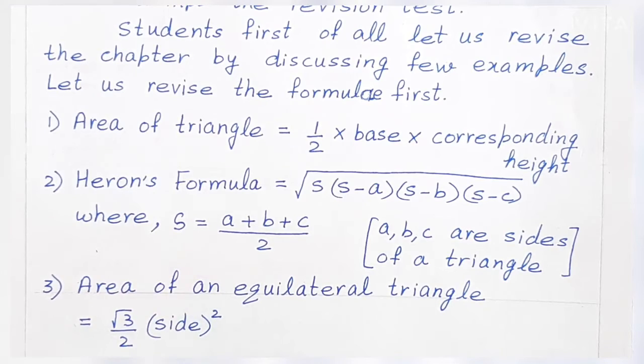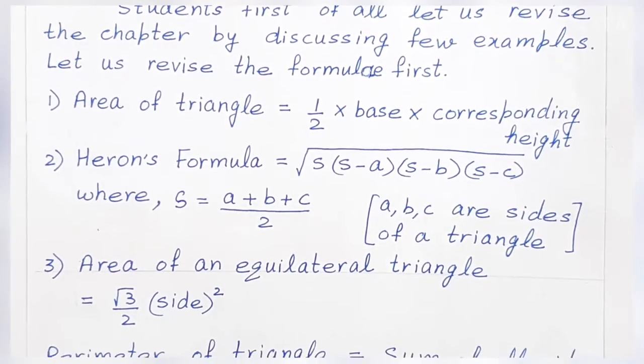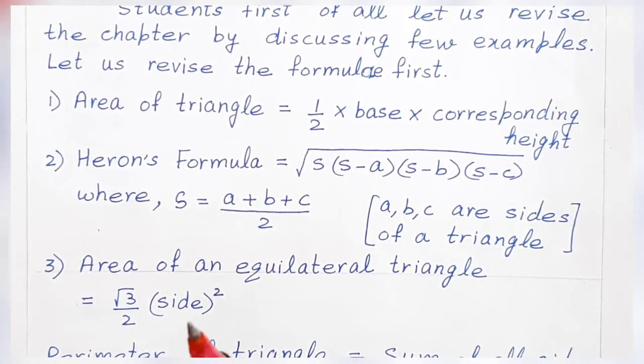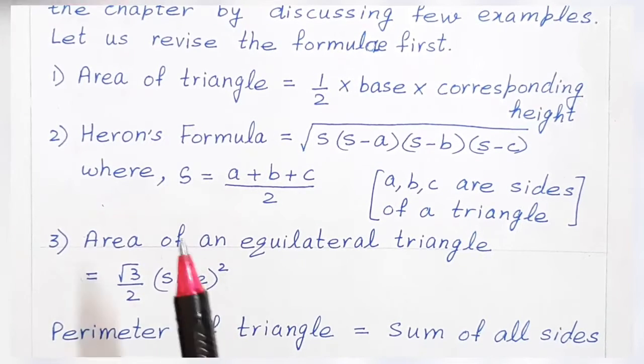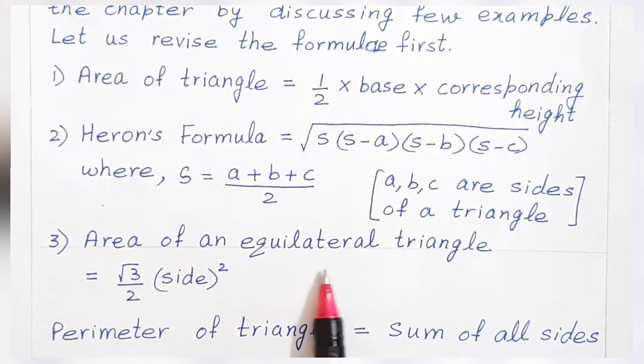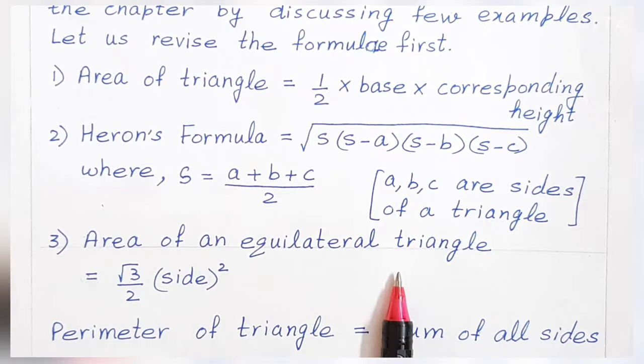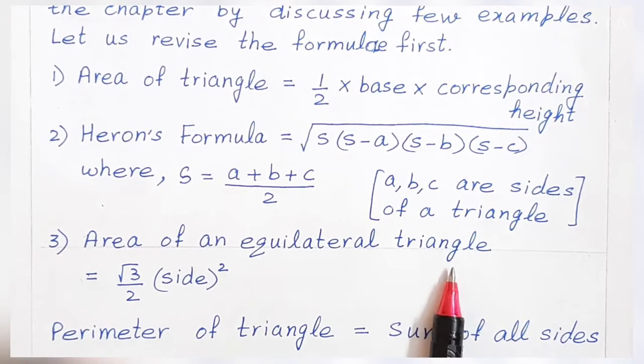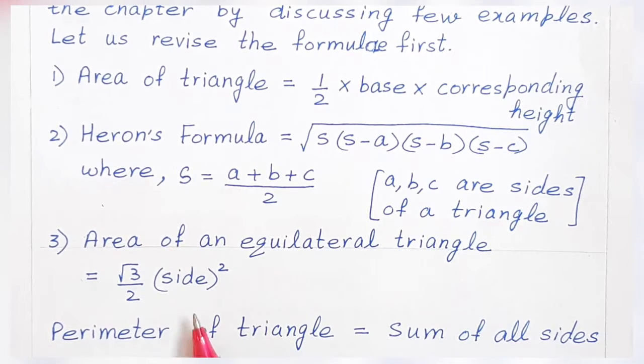Now the next is equilateral triangle. Now students, what is an equilateral triangle? Where all the three sides are equal. So what is the formula? That is root 3 upon 4 into side square. That is side into side.